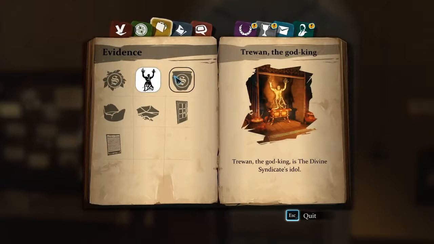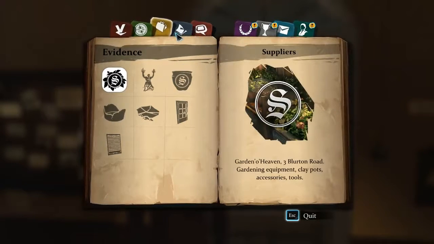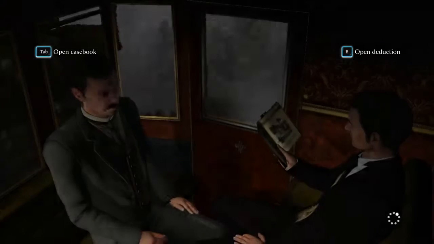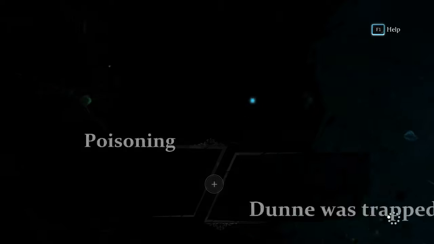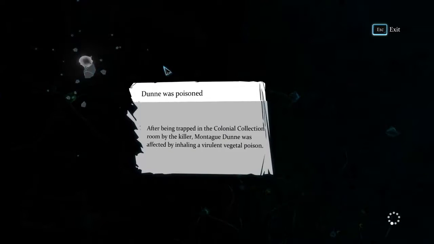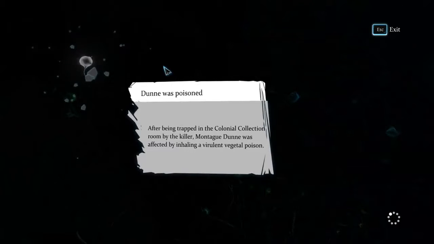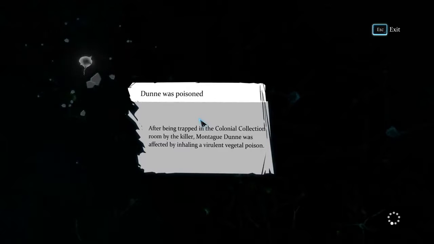Trayvon the God King. Why would that be a thing? Symbol on broken pot. Alright, let's go somewhere. Kew Gardens. Apparently we don't go to the pot supplier. Dunn was trapped. Poisoning. Dun dun dun. Dunn was poisoned. After being trapped in the colonial collection room by the killer, Montague Dunn was affected by inhaling a virulent vegetal poison.